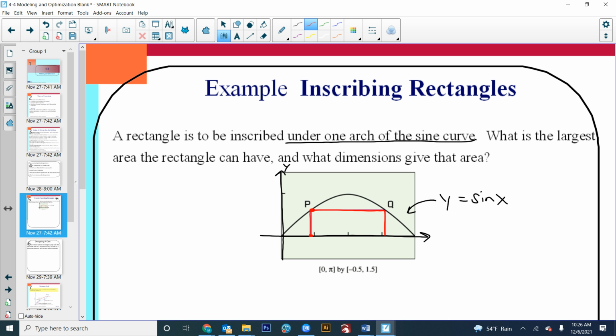Step 1, do you understand the problem? We're trying to draw a rectangle in there and do what with the rectangle? Largest area. All right, so let's go through some words here. Our objective. We hear that word, the objective of this lesson, the objective of this manufacturing example, the objective of this problem is to find the maximum area of the rectangle.